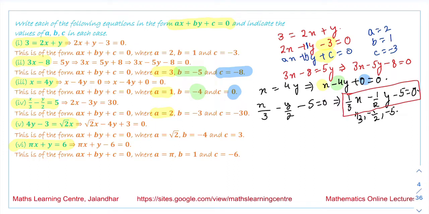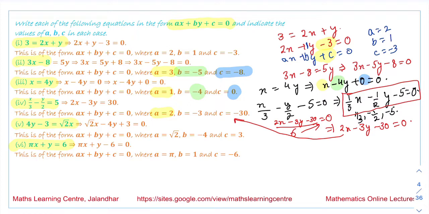The LCM will be 6 and the equation will become 2x minus 3y minus 30 is equal to 0. We multiply with 6 on both sides, we get 2x minus 3y minus 30 is equal to 0. So the answers we have mentioned over here are corresponding to this term. It is a is 2, b is minus 3, and c is minus 30. So both these answers are correct.